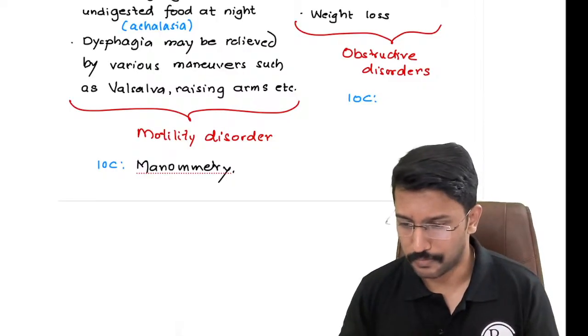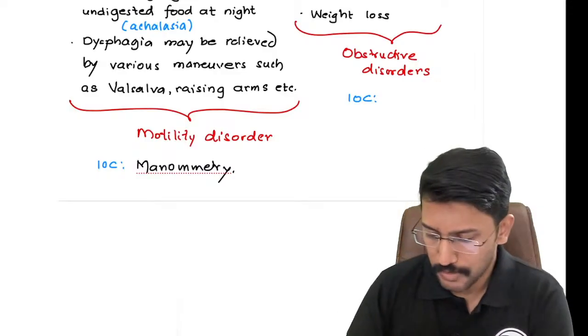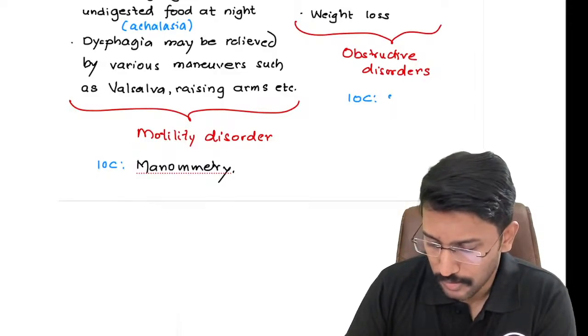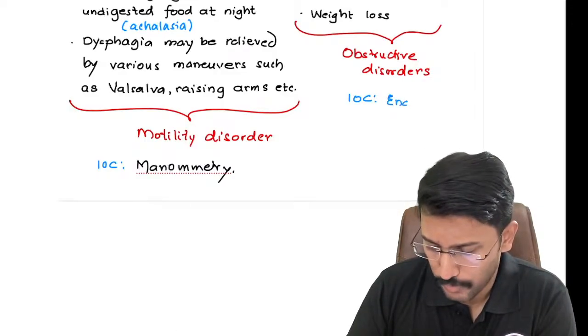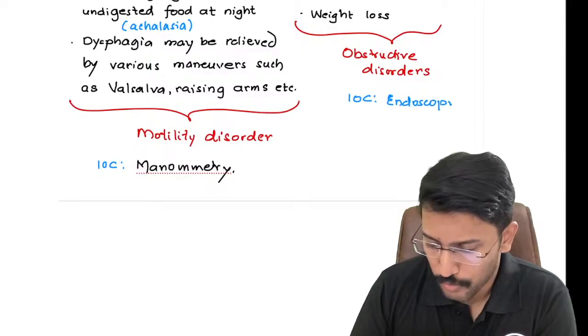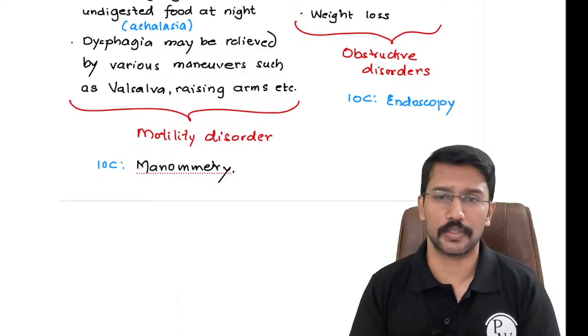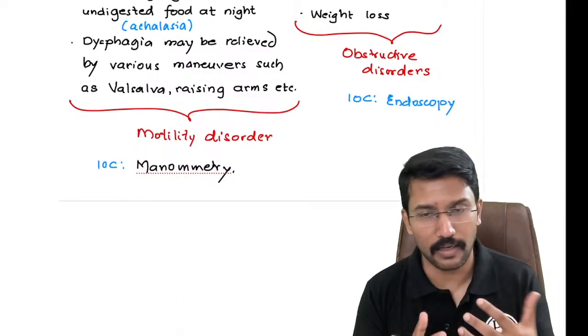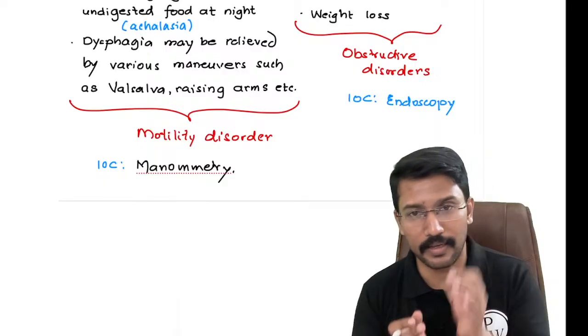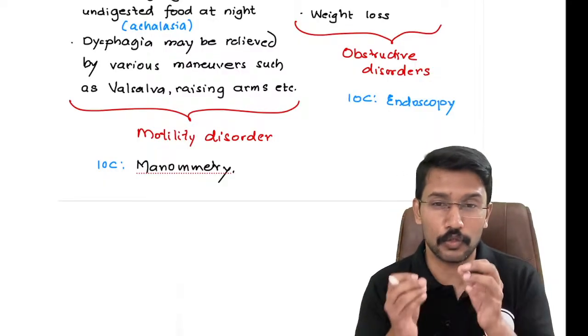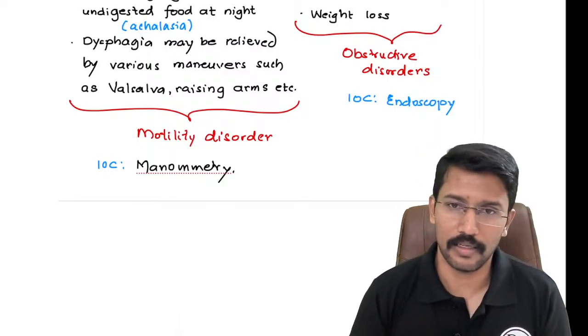Yes, so the investigation of choice is primarily esophagoscopy, or you can simply call it endoscopy, because here I can directly visualize the obstruction. If there is a Schatzki's ring, I can directly see it. If there is an esophageal cancer, I can directly see it. If there is esophageal mucositis, I can directly see it, right?